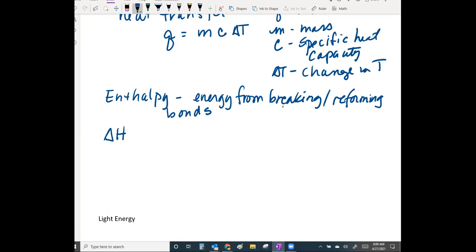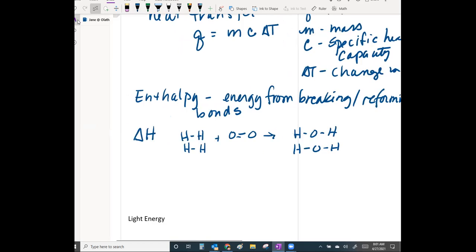So we talked about breaking bonds and reforming bonds. So if you want to figure out the energy involved in making water molecules from hydrogen, you can look up bond energies, and you have those in your notes.